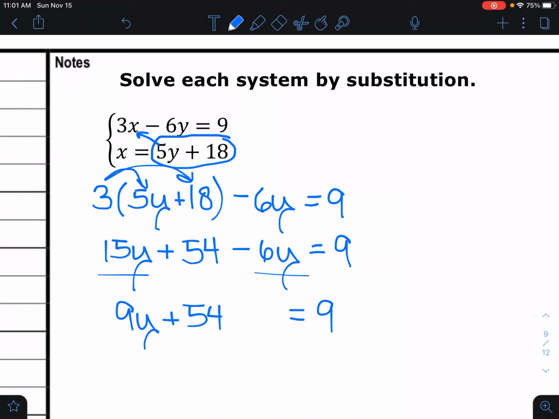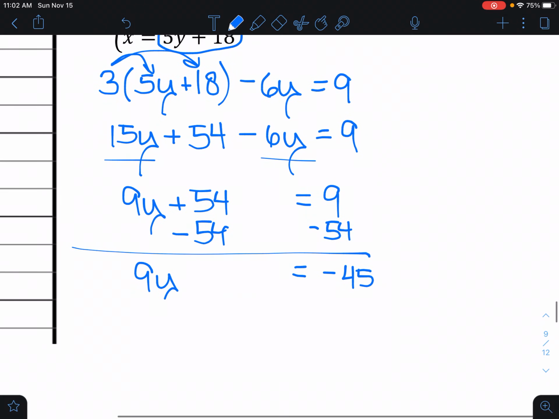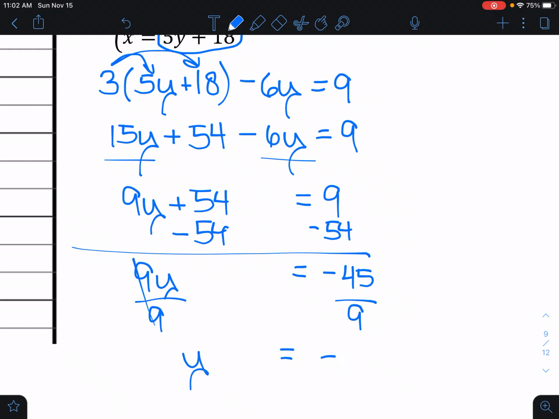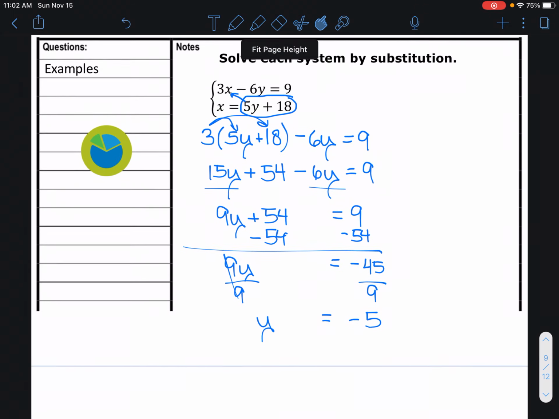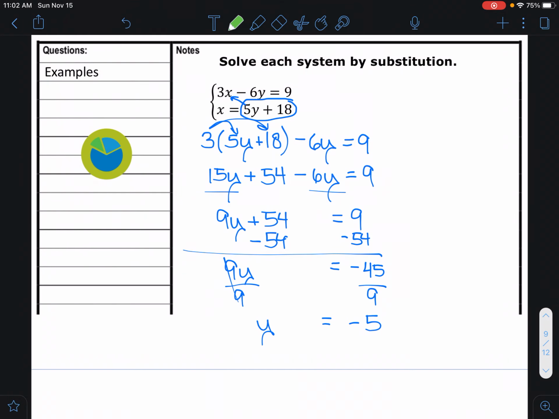Okay, and then we're going to subtract 54. So 9 minus 54. So I get 9y equals negative 45. And then we're going to divide by 9. Again, be careful. Make sure you write negative 5 here, not just 5. Okay, now I now know what y is. So I'm going to go ahead and replace y equals negative 5 into one of these two equations here. It's going to be easier to plug in here because it already says x equals, so we want to use that one.